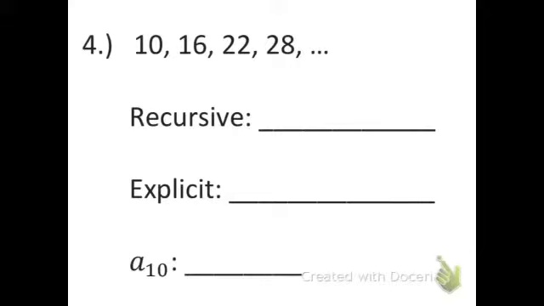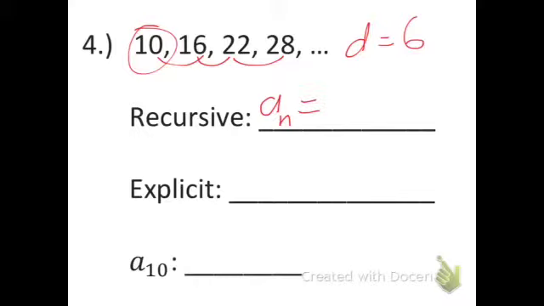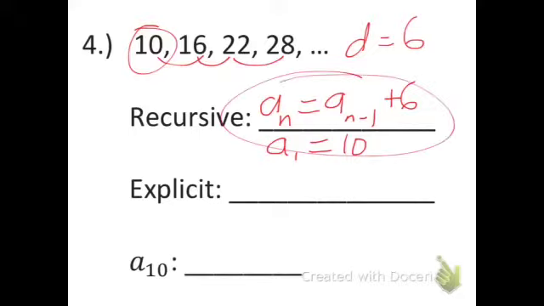On these next ones, you gotta write the recursive function that goes with it, the explicit one, and then find whatever term it's asking for there at the bottom. This has a pattern of adding 6 every time, so it's arithmetic. It has an initial value of 10, so my common difference is 6. I'm ready to write my recursive and explicit functions. The recursive starts out with a sub n equals a sub n minus 1, and then plus 6, and make sure you write down the initial value of 10. You have to have those two different equations on there to make the whole recursive function.